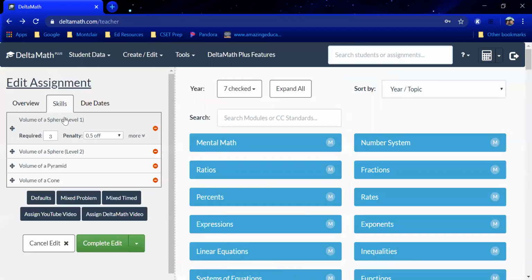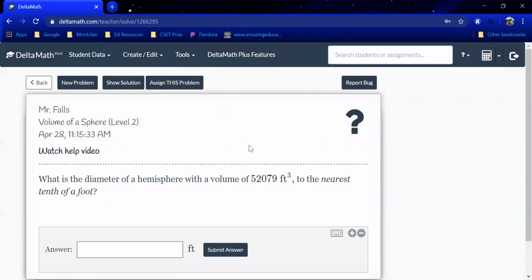Okay, great. Nice. Let's go back. So we did 2 of those. Let's see volume of a sphere 2. Let's see if these are any different. Let's see what the difference is. And if it's pretty different, then we'll do one. So it says volume of a sphere level 2. Let's click on that.